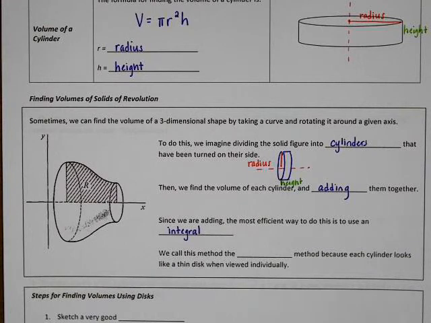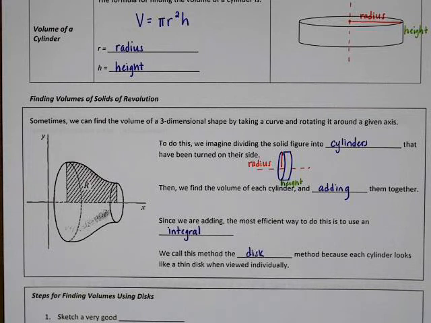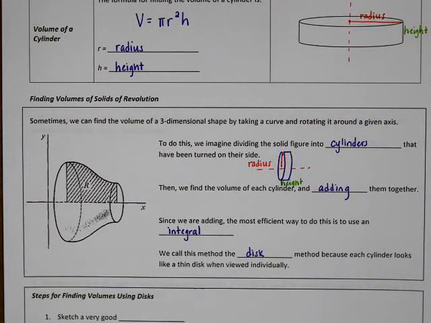We call this method the disk method. The reason we call it the disk method is that each individual cylinder looks like a thin disk, almost like a hockey puck or an air hockey puck, when you view it individually.